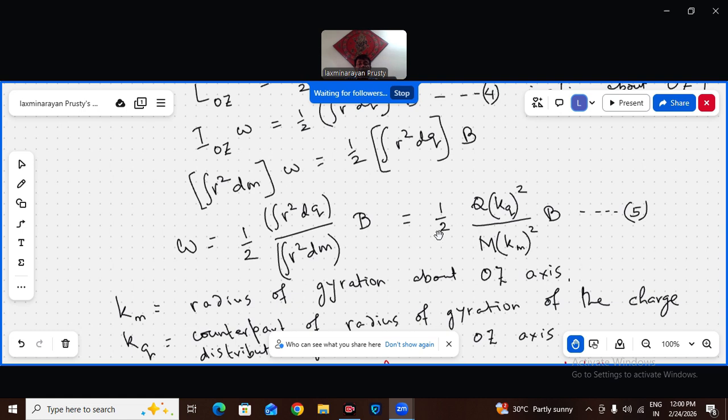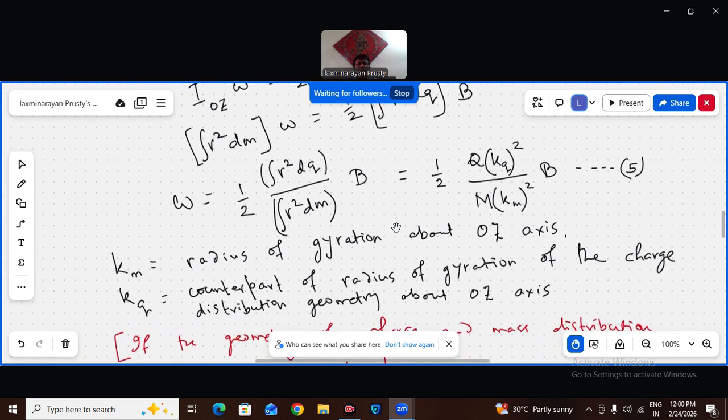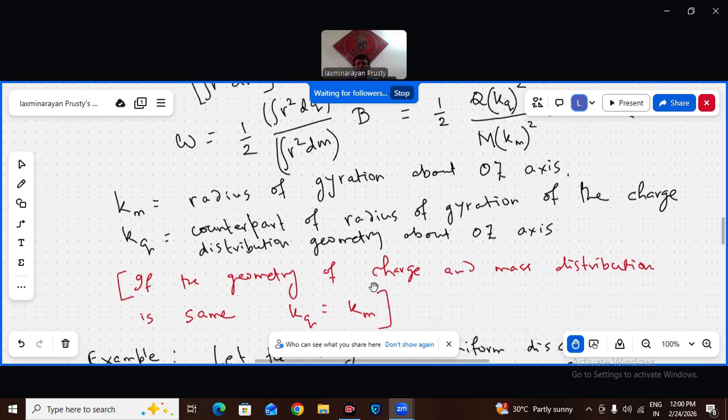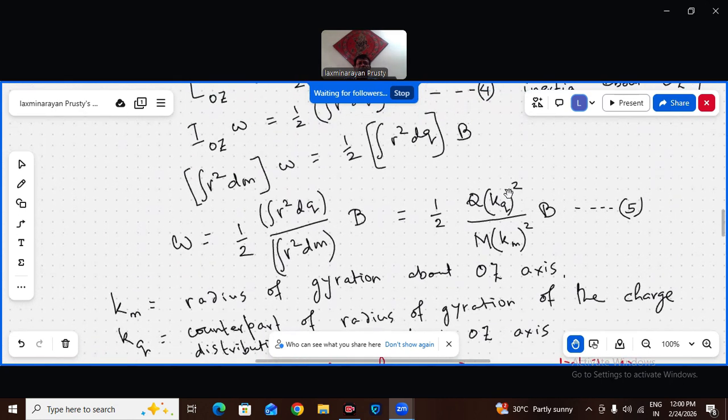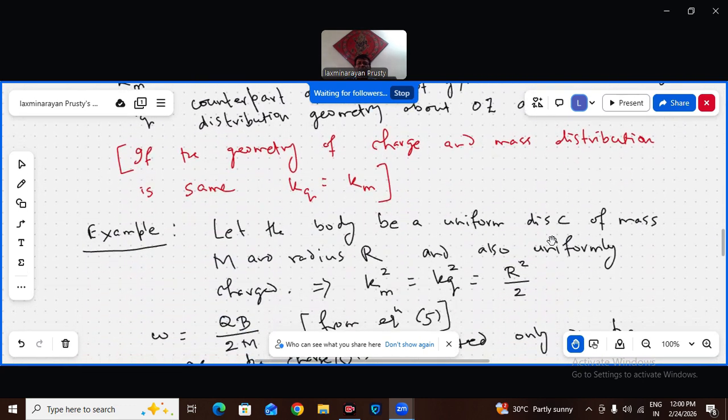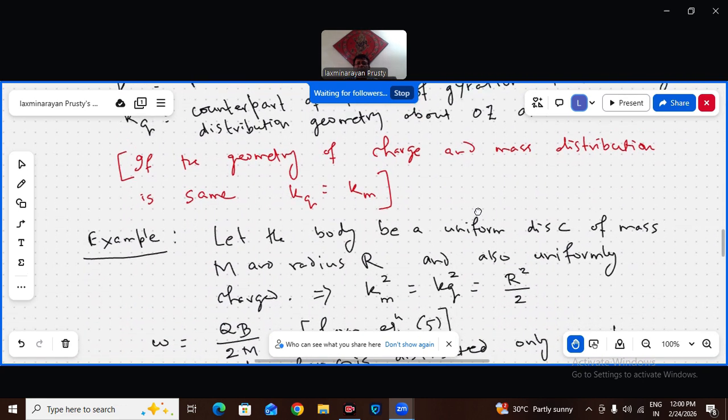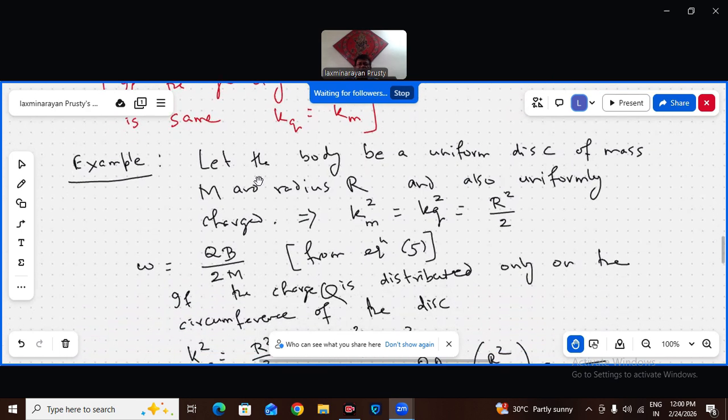Okay, so just imagine that the charge distribution is something like a mass distribution. So whatever the radius of gyration, that is kq. Okay, so that's what I wrote. If the geometry of charge and mass distribution is the same, then kq and km will be the same. Yes or no? That's what I wrote. So let's take a good example. Let the body be a uniform disk of mass m and radius r, and also uniformly charged. So mass distribution and charge distribution are both identical. In that case, km square and kq square will be r square by 2.